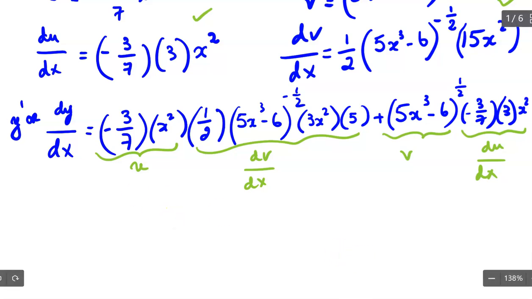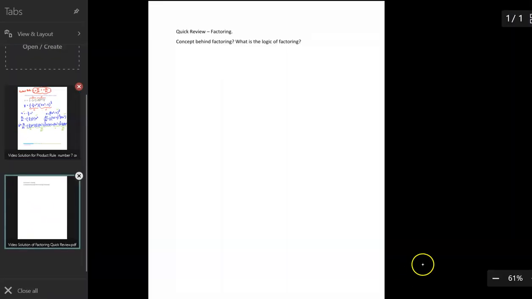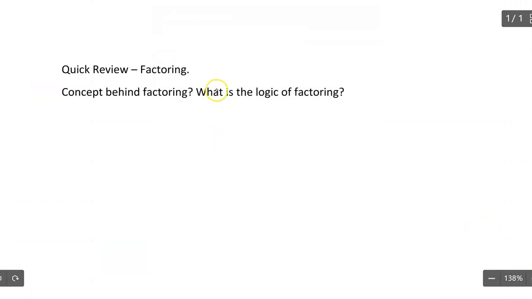Let's go to a blank paper. Here I'm asking everyone to take a look at this quick review of factoring: what is the concept and the logic behind factoring? Think about that for a second before we start factoring an expression. I'm going to make up a pretty simple expression: 5x squared plus 15x cubed. I will ask you to factor this.